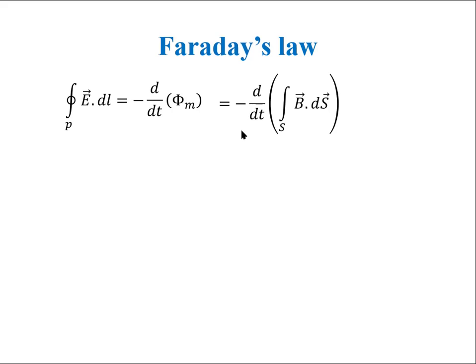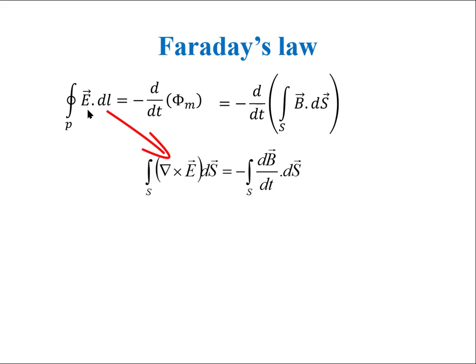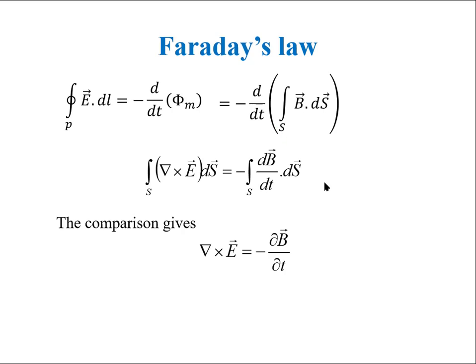Now, like Gauss's law, we can convert it into differential form. To do so, we use Stokes' theorem to convert the closed line integral of the electric field into the surface integral of the curl of the electric field. And here, the order of differentiation with respect to time and integration with respect to the space coordinates can be reversed. Now the comparison gives del cross E equal to minus del B over del t, or the curl of the electric field is equal to the negative time rate of change of the magnetic field.